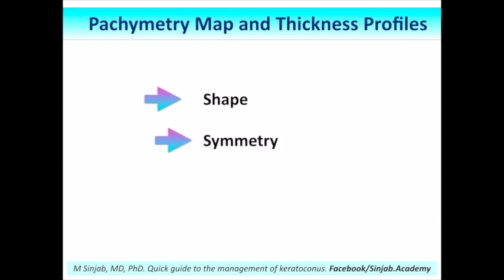Now, we have to see the shape of the pachymetry map, the symmetricity, and the shape of the thickness profiles, and we have to look at the average, as I said, the number of the average. Now, the normal number of the average is below 1.2. It should be 1.1 or less. Whenever it is more than 1.2, it means that the cornea is asymmetric, the cornea is distorted, so we have to be careful.